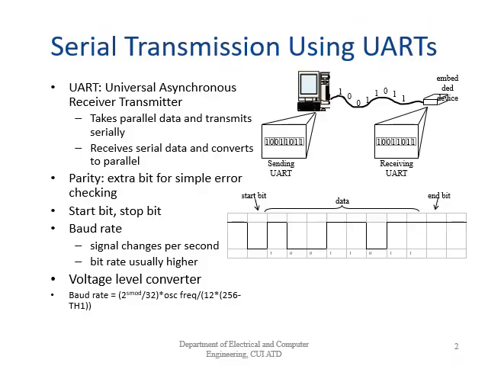So in this slide we are going to talk about UART. You might have heard about UART, and it is mostly used for serial transmission. UART stands for Universal Asynchronous Receiver Transmitter. As you can see, this is our sending UART, this is our receiving UART. Data is being sent serially. However, at the source the data is in parallel form, and at the receiver the data is in parallel form. So it takes parallel data and transmits serially, receives serial data and converts to parallel.